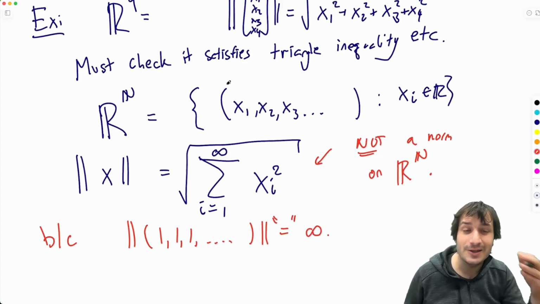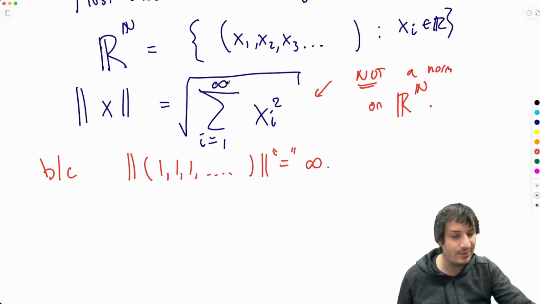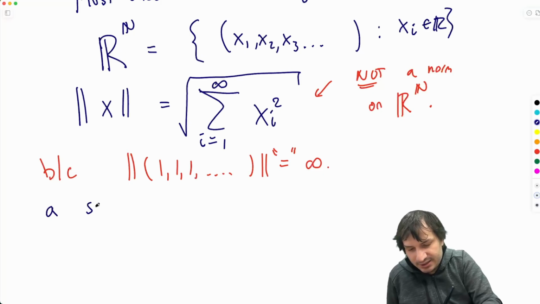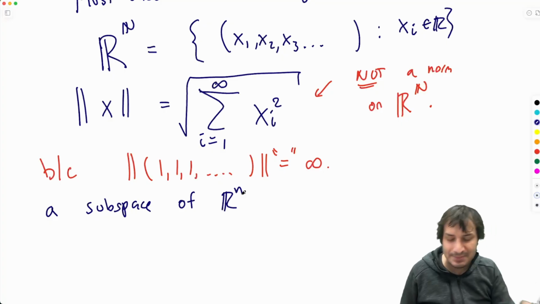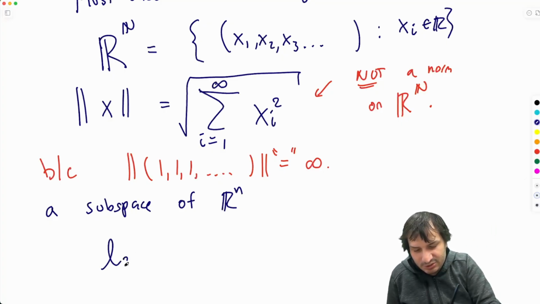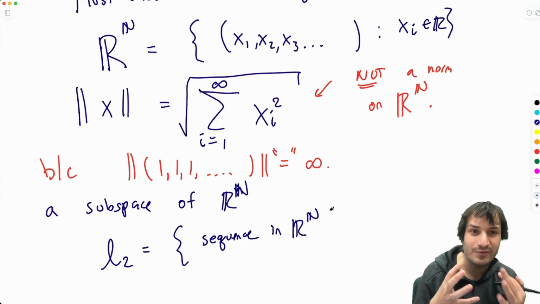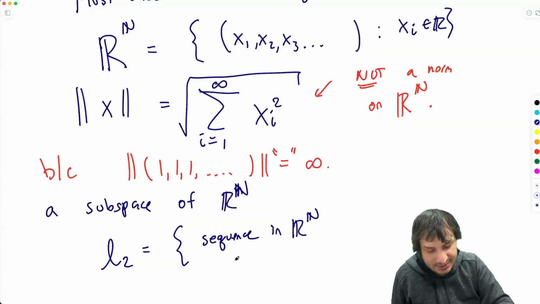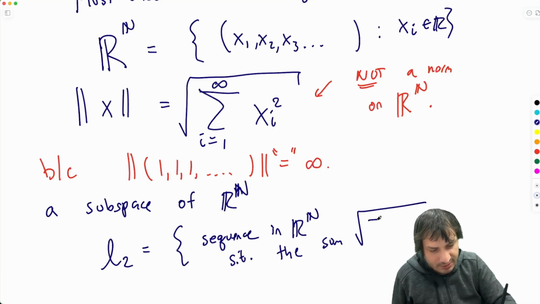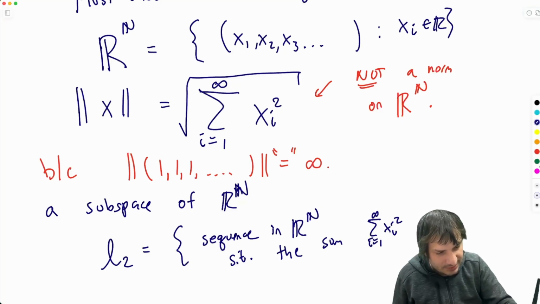However, what you can do is work in a subspace. This is the way we get around this: we look at a subspace of R^N. This subspace is called little l2, and it's the set of sequences in R^N, where N means the natural numbers, such that the sum is finite: the sum from i equals 1 to infinity of x_i squared is less than infinity. I guess I don't need the square root.